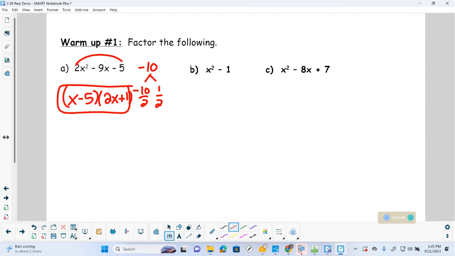All right, B, this is pretty common, are perfect squares. x plus 1, x minus 1. And last but not least, C: multiply to 7, add to negative 8, so negative 7, negative 1. So just a quick factoring review.